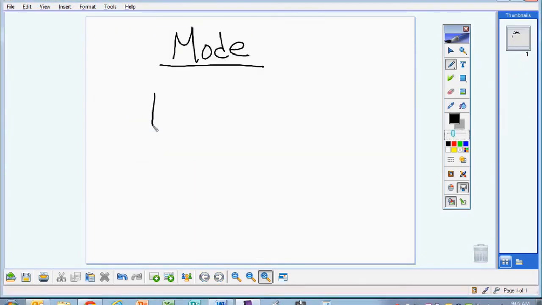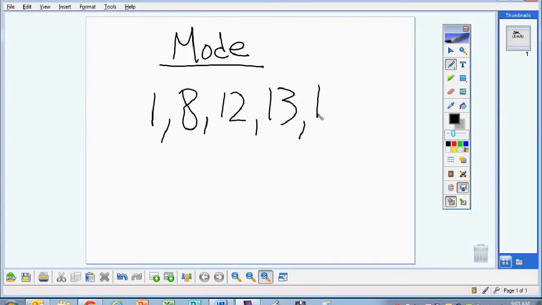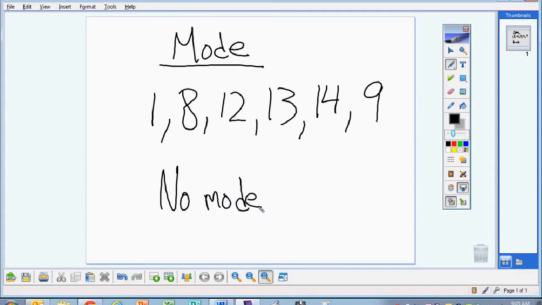If we have a set of data where not one number ever appears more than once, your mode is no mode. And again, that is when there are no repeating numbers.